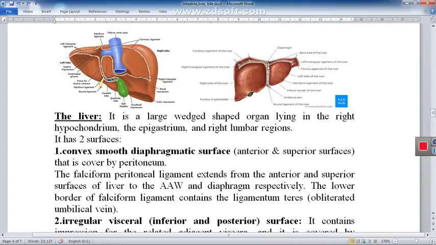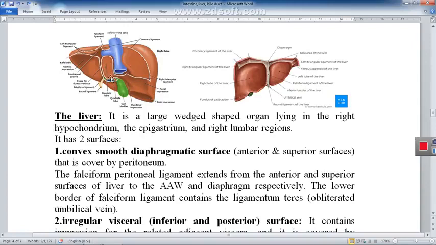This surface contains the falciform ligament, which is a double fold of peritoneum extending from the anterior and superior surface to the anterior abdominal wall and the diaphragm. The lower border of this falciform ligament shows the ligamentum teres, that is the obliterated left umbilical vein. In addition to this anterior and superior smooth diaphragmatic surface, the liver has a visceral surface which is not smooth, it is irregular. Of course, the smooth antero-superior surface is covered by peritoneum completely.